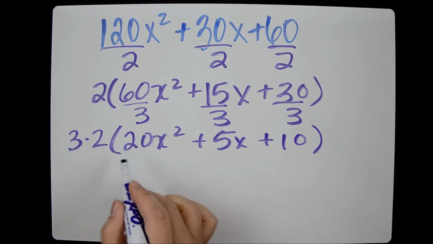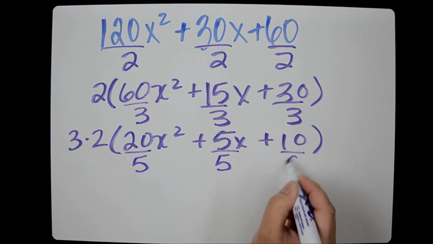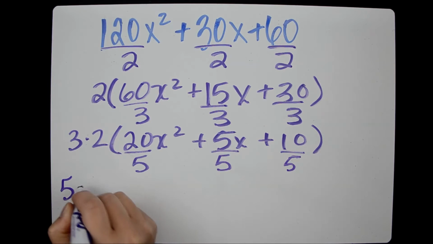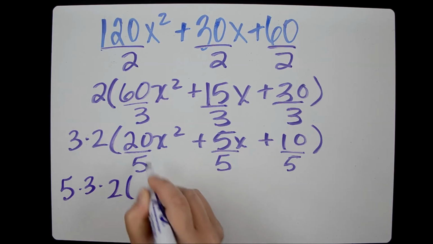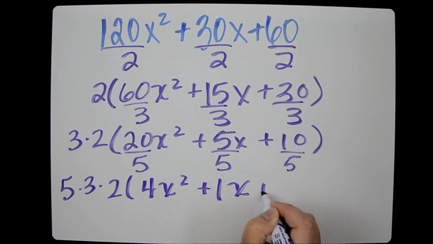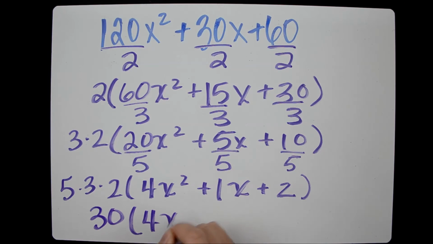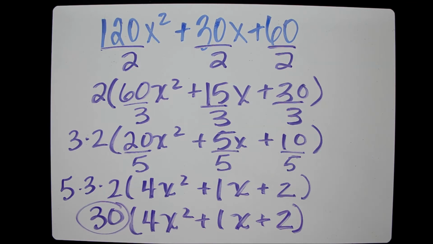Now looking at 20, 5, and 10, I know that 5 can divide into each of these terms evenly. So now on the outside, we have 5 times 3 times 2, and on the inside, we're going to divide it out. We're left with 4x squared plus 1x plus 2. And looking at the terms I have on the inside, the only common factor is now 1. And so we know that we found our greatest common factor. We're going to multiply 5 times 3 times 2, and that would be 30 times 4x squared plus 1x plus 2. So the greatest common factor for this expression would be 30.